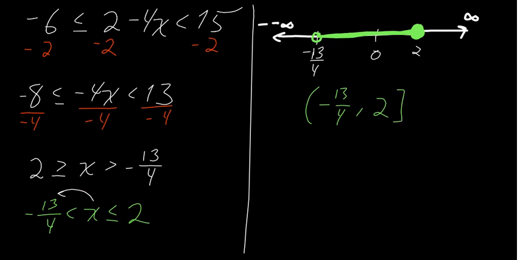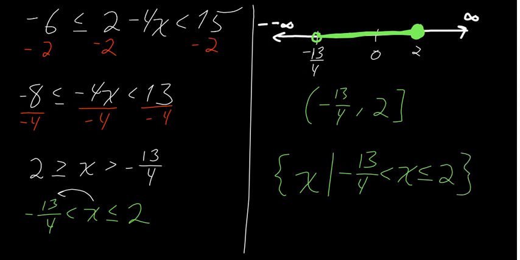But again, sometimes I say too much. Lastly, my favorite, set builder. Same thing every time. My variable is x, such that, well, what should x be? You just rewrite it: negative 13 over 4 is less than x, which is less than or equal to a positive 2, and another curly brace. See, that's my favorite. You just rewrite it.